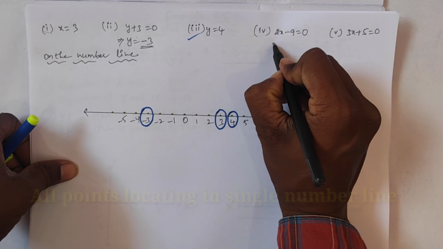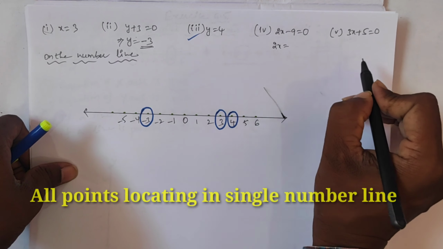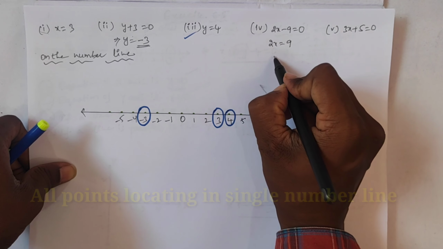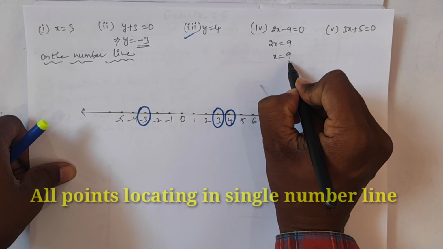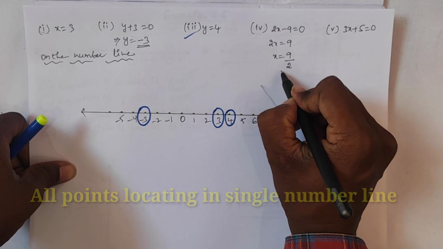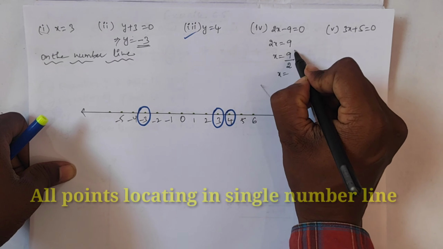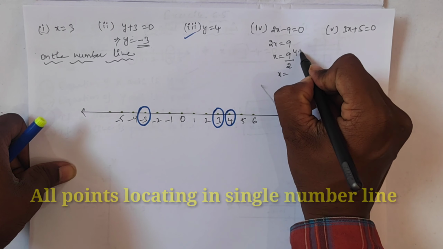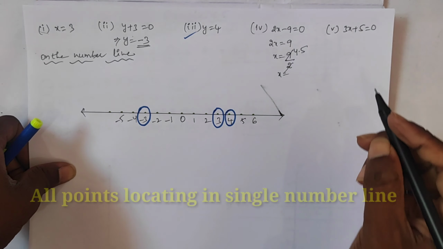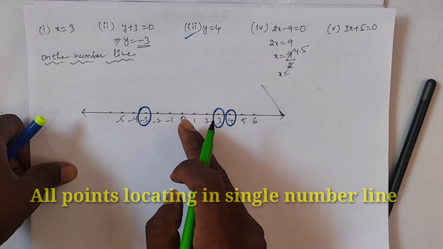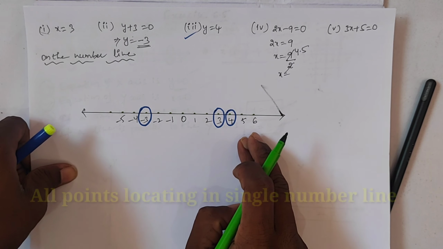Third one, fourth one, 2x minus 9 equals 0. This one we have to solve. So 2x equals 9. If you transpose to the RHS, it becomes plus 9. Then x equals 9 by 2, since multiplication becomes division. 2 fours are 8, 1 will be left. Put the point, it means 0. 2 fives are 10. So we get 4.5.